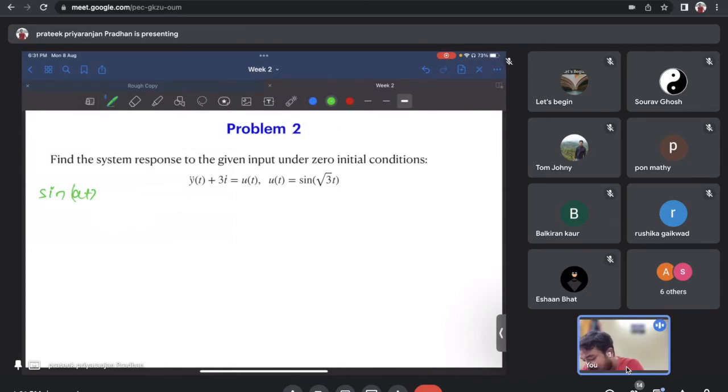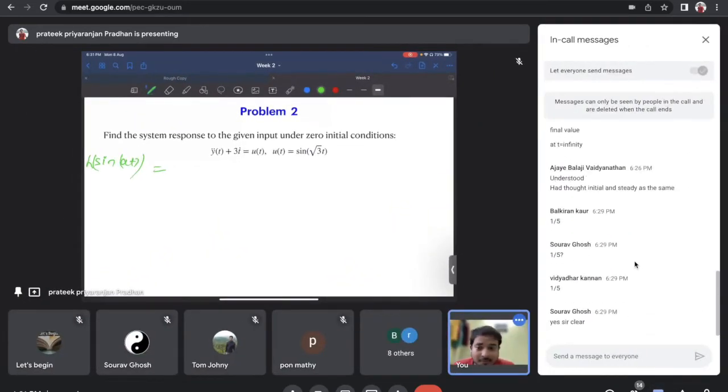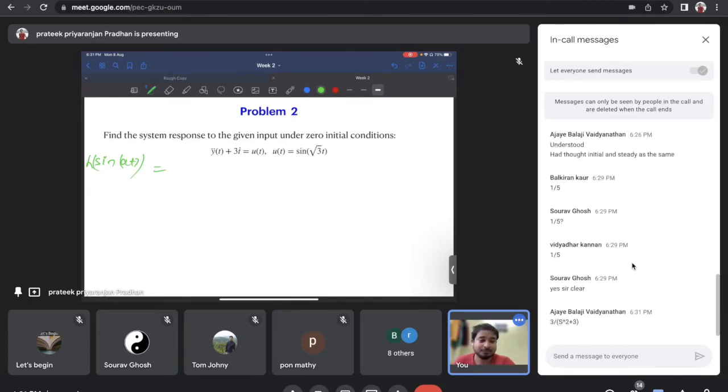Okay, what's the Laplace transform of sine at? In the last class I have discussed and I have given a trick to remember that. So can somebody type in the chat what's the Laplace transform of sine at? Is Tommy here? Yeah, Tom, last time you had made a mistake in the sine and cos Laplace transform. So if you remember, can I get an answer from you this time?